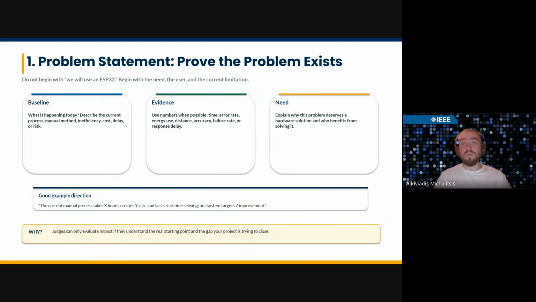And someone might ask, why do we all need this? The judges can judge based on how impactful is what you make. So if they understand the real starting point, the baseline, as we say here, and the gap your project is trying to close, it will be much easier and you will benefit much more during the evaluation.